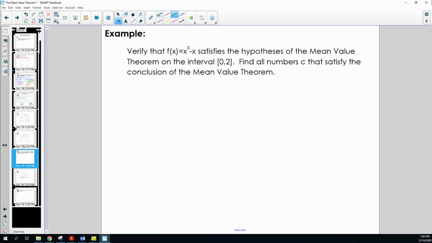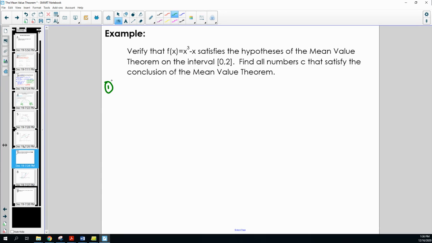Okay, so let's look at this example. Verify that f of x equals x cubed minus x satisfies the hypotheses of the mean value theorem on the interval from 0 to 2. Find all numbers c that satisfy the conclusion of the mean value theorem. So first thing we have to do is check our hypotheses.